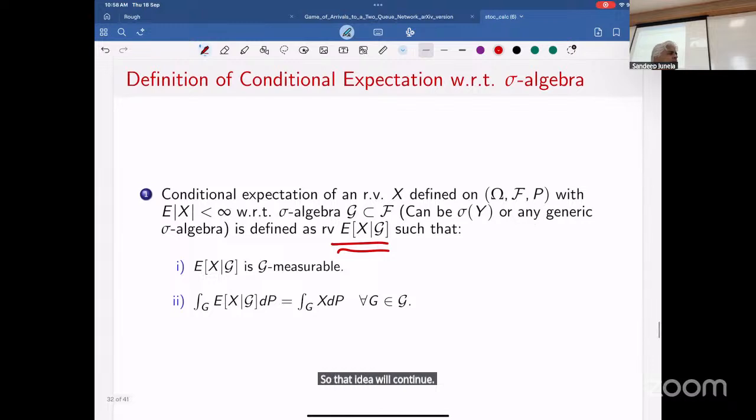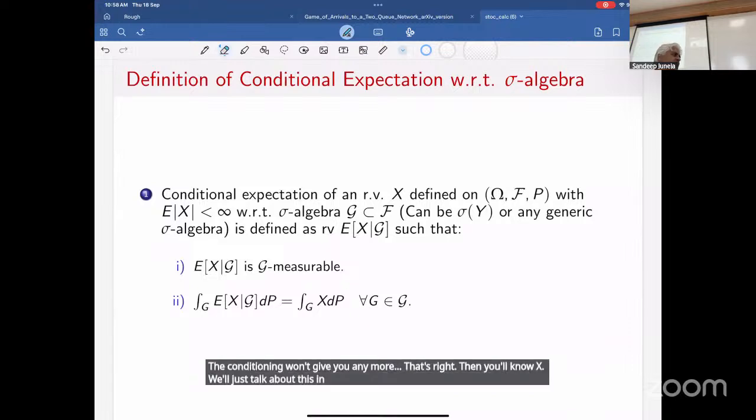Yeah. The intuition behind what you're saying is that if the sigma algebra G was bigger than sigma of X, the conditioning won't give you any more information. That's right. Then you'll know X. We'll talk about this in a moment, but that's exactly right.